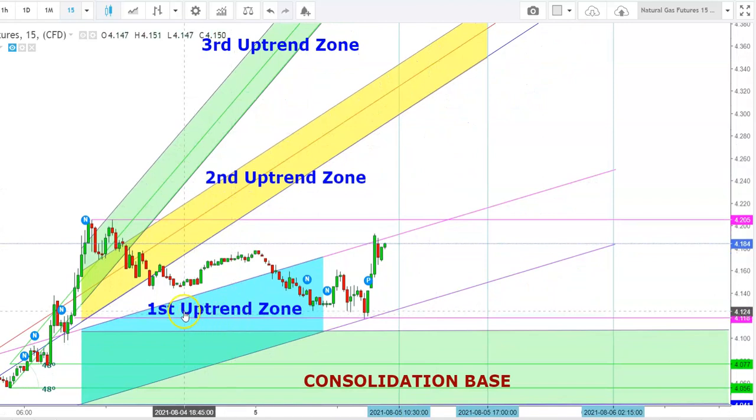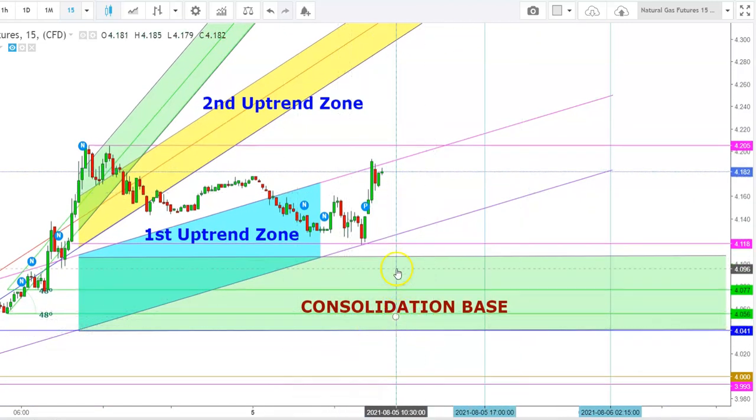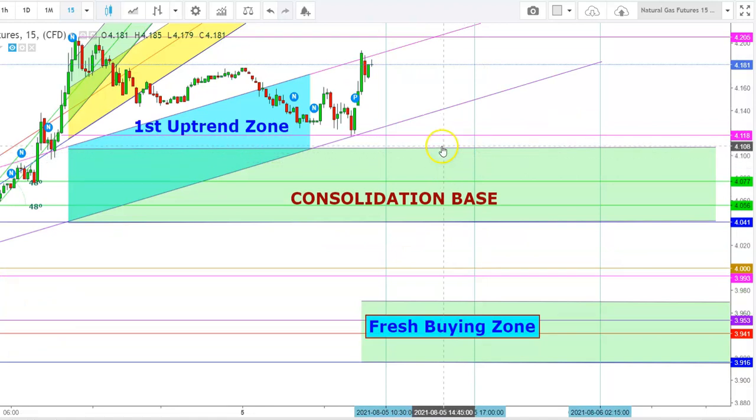But on the other hand, I find that if the natural gas futures are not able to hold amid this first uptrend zone after the announcement of inventory and find a bid down below the levels of 4.118, we'll see natural gas enter inside this consolidation zone. Friends, this is my consolidation base where the natural gas futures could consolidate up to this weekly closing in case the natural gas futures find entry amid this zone, which is currently from the levels of 4.106 to 4.041.